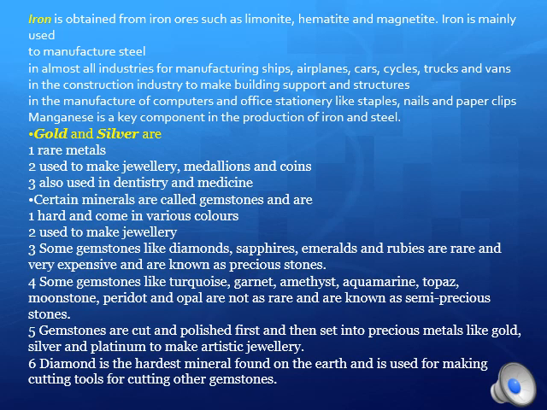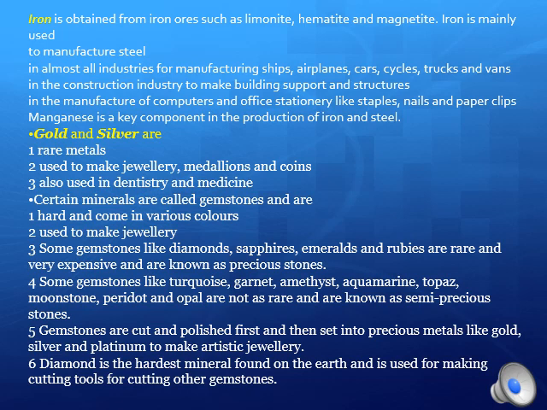Certain minerals called gemstones are hard and come in various colors. They are used to make jewelry. Some gemstones like diamonds, sapphires, emeralds and rubies are rare and very expensive, and are known as precious stones.